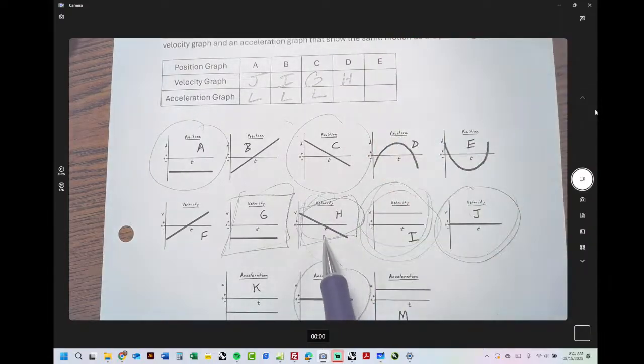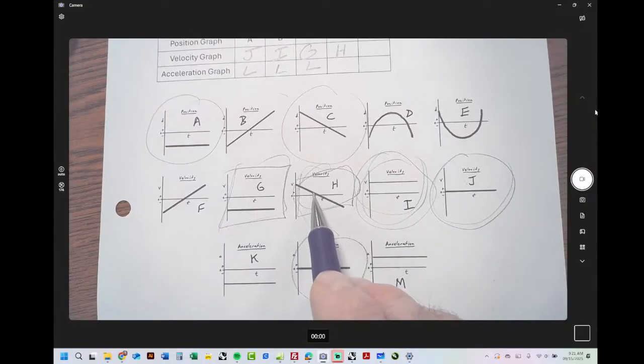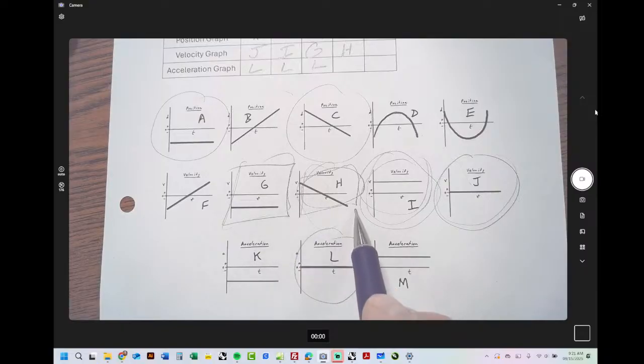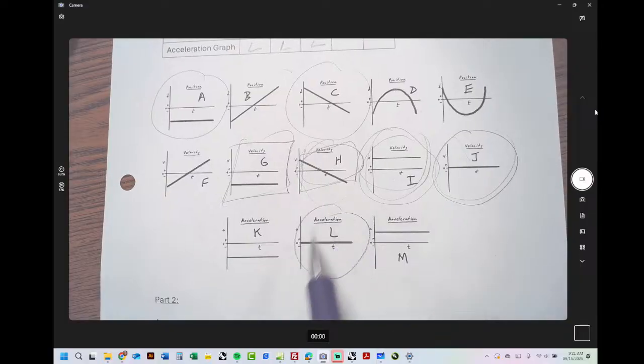So this one goes with D. And now I look at the slope of this, which tells me how the velocity is changing. The slope is negative, which means I'm losing velocity. And it's the same negative the whole time, so I look for an acceleration that's the same and negative the whole time, and that's K. So K.